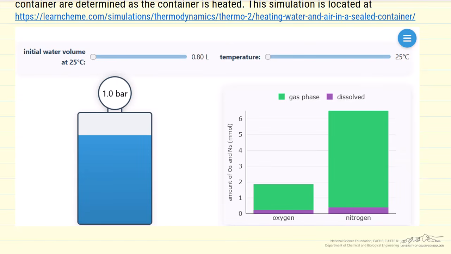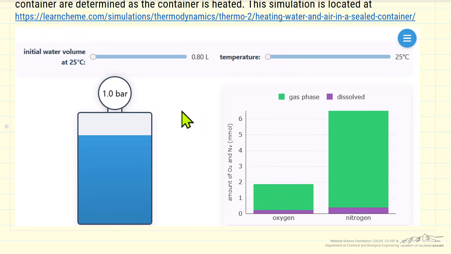Water also expands as we raise the temperature, and so the liquid volume increases. And then for the gas phase, as we decrease the volume, we also increase the pressure. As we raise the pressure, more of the oxygen and nitrogen can dissolve in the water. But as we raise the temperature, less tends to dissolve. And so these are competing factors.